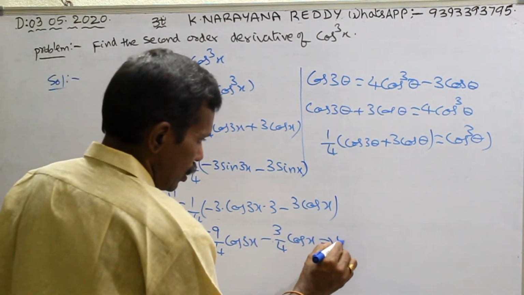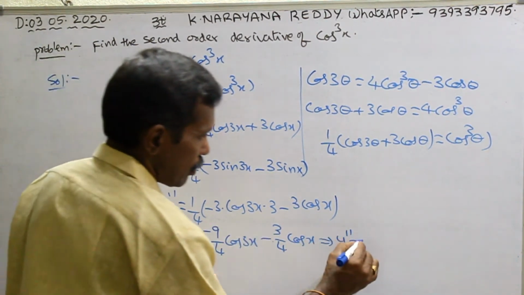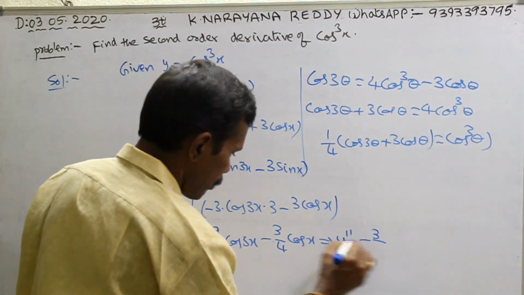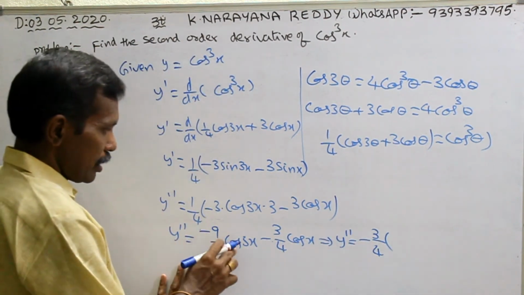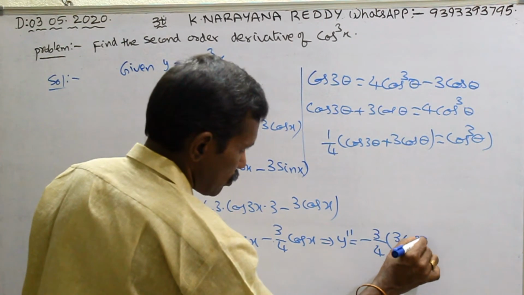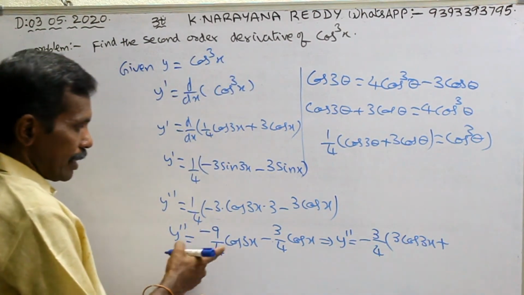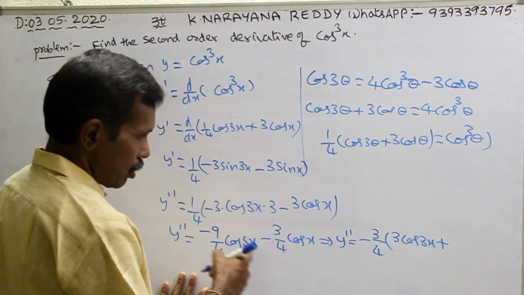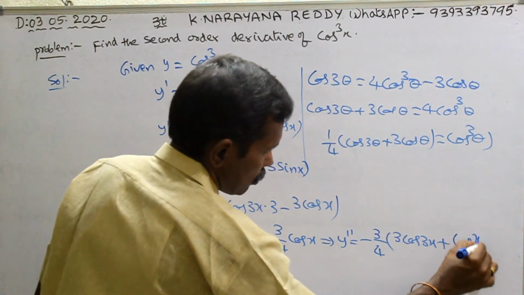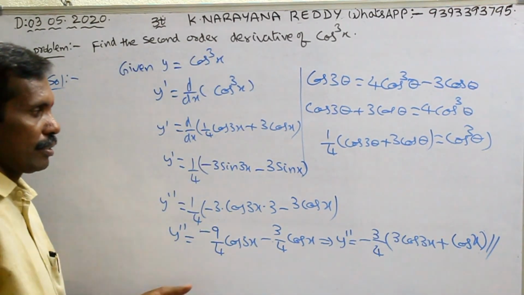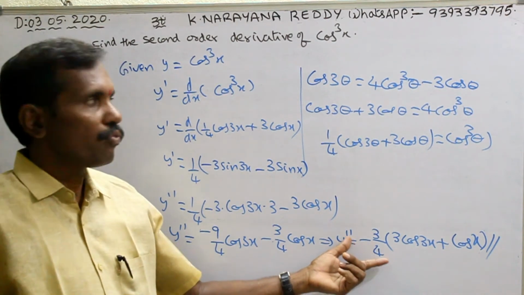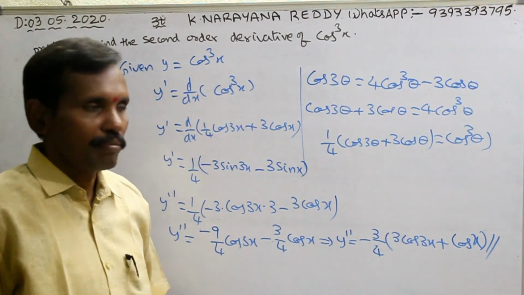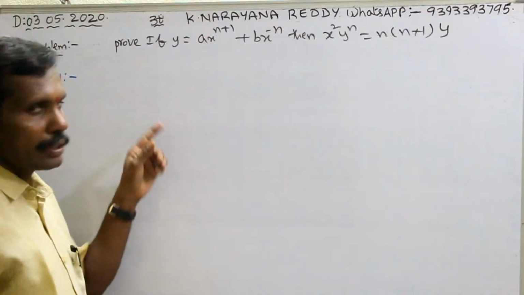That implies y double dash equals minus common. 3 is there in both the terms, so 3 by 4 into (3 cos 3x plus cos x). Minus outside, so inside our symbols are changed. 3 gone out, 4 gone out, and cos x. This is the required answer. This is the second order derivative for y equals cos cube x. Okay, we can do the problem by using the formula. Okay, see the next problem.